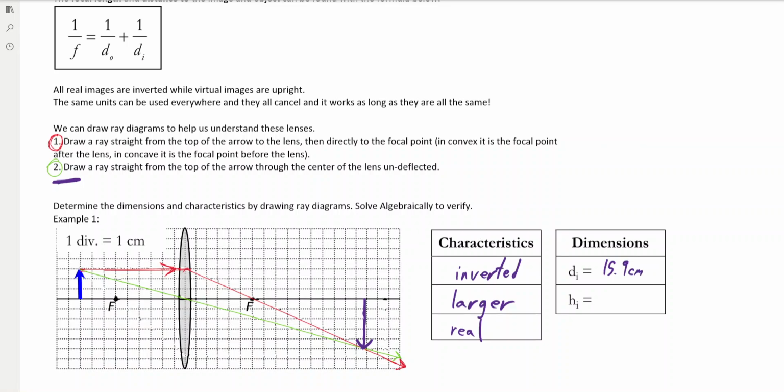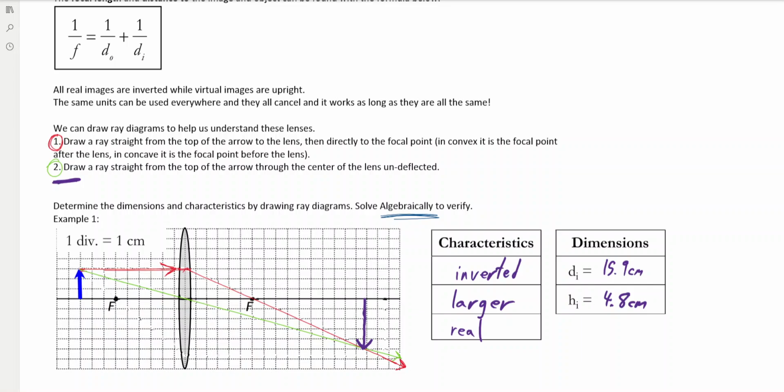And then the height, maybe a little bit less than 5, so 4.8 centimeters. This is what I've measured on the graph paper. Now it says solve algebraically. So we can solve this algebraically to verify these numbers. We're going to do that right now.